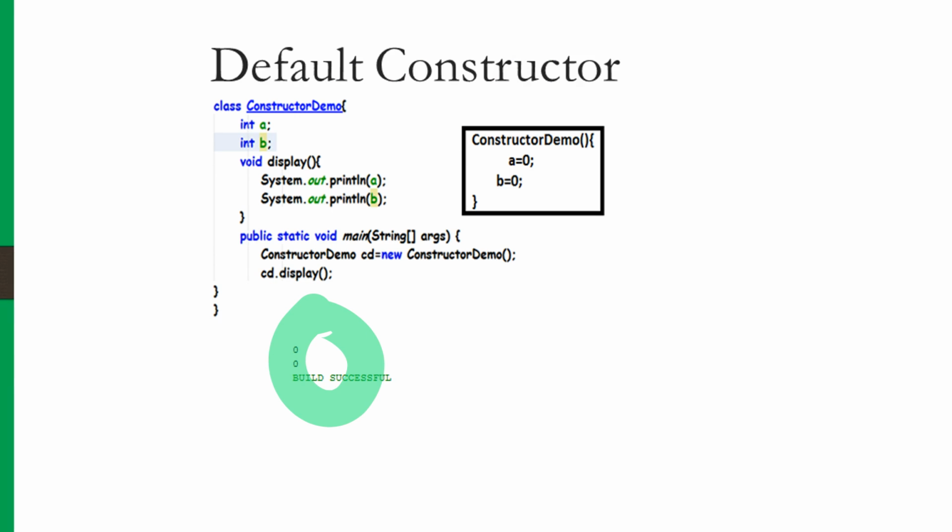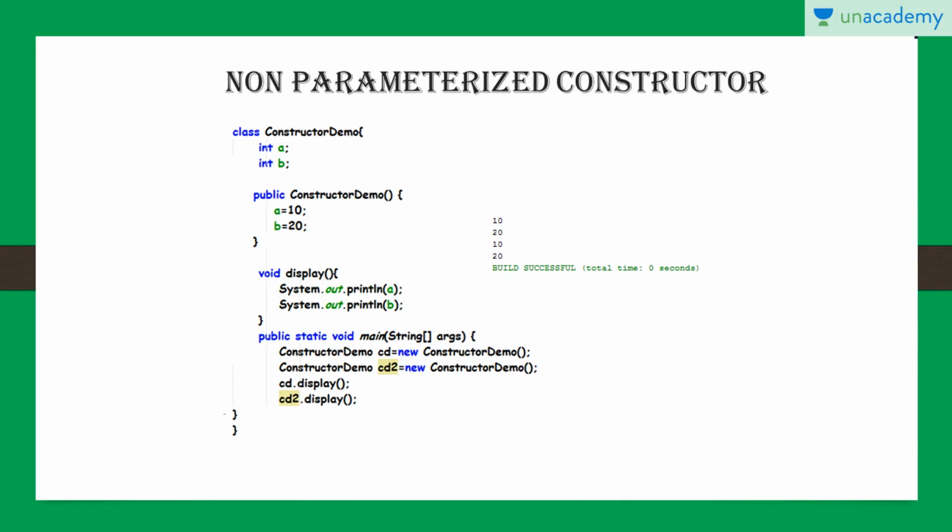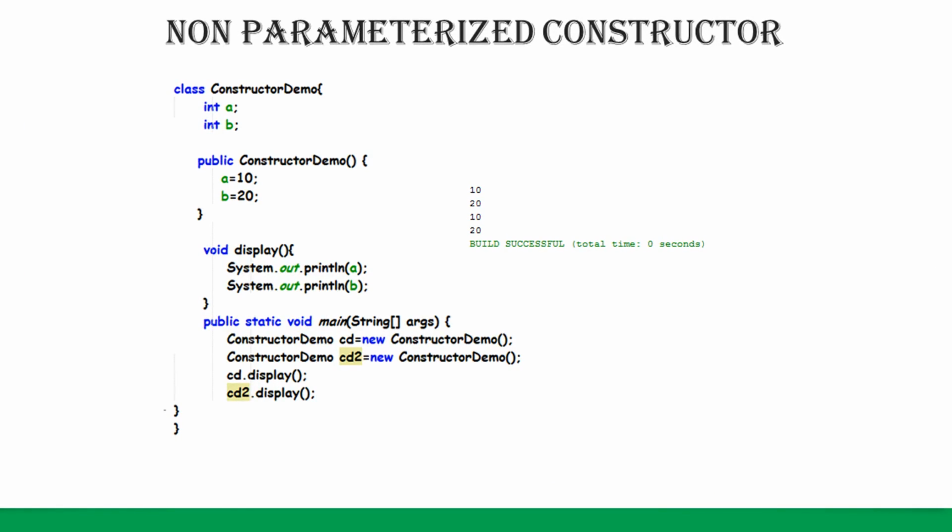Now let us see how to create our own constructor. There are two types of constructor: non-parameterized constructor and parameterized constructor. A non-parameterized constructor is one which has no arguments. Here is a constructor with the same name as the class and a public access modifier. It has no arguments, so it is known as a non-parameterized constructor. If we create the object of our class, then after executing the line which creates the object, it will automatically call this constructor and initialize all the variables of our class.